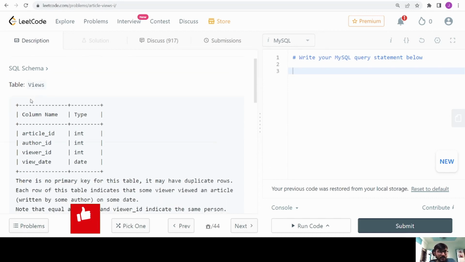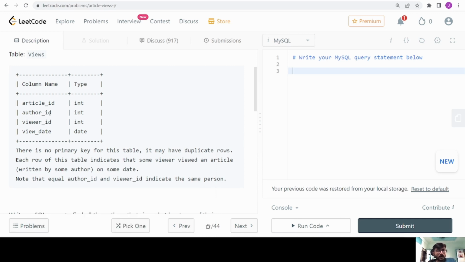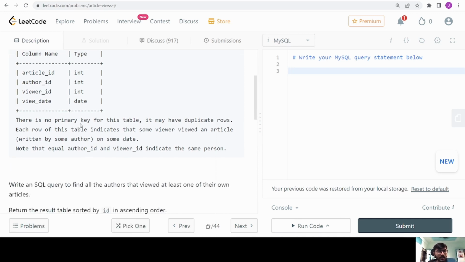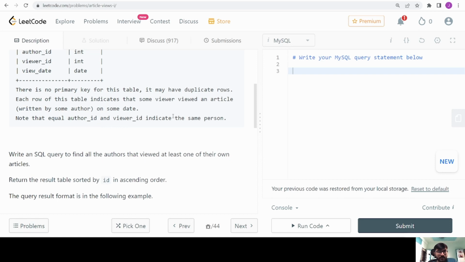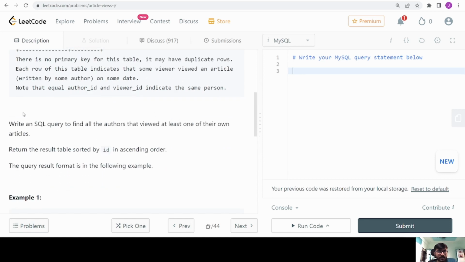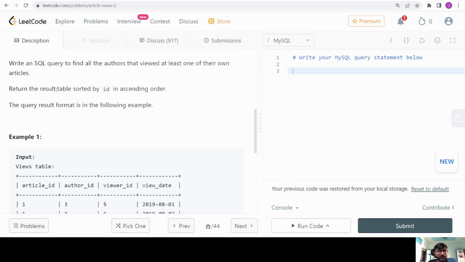In this we are given a table Views, and the Views table consists of columns article_id, author_id, viewer_id and view_id. There is no primary key for this table and it can have duplicate rows. Author_id and viewer_id indicate the same person, so we are told that. And we need to write an SQL query to find all the authors that viewed at least one of their own articles, and return the table sorted by id in ascending order.